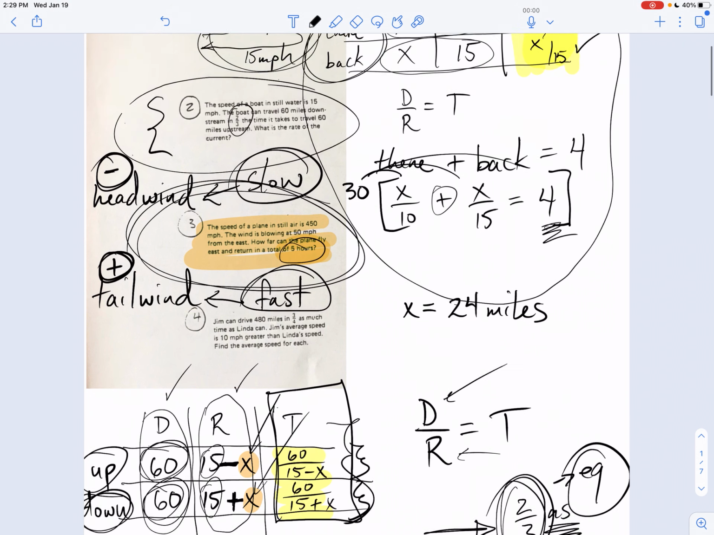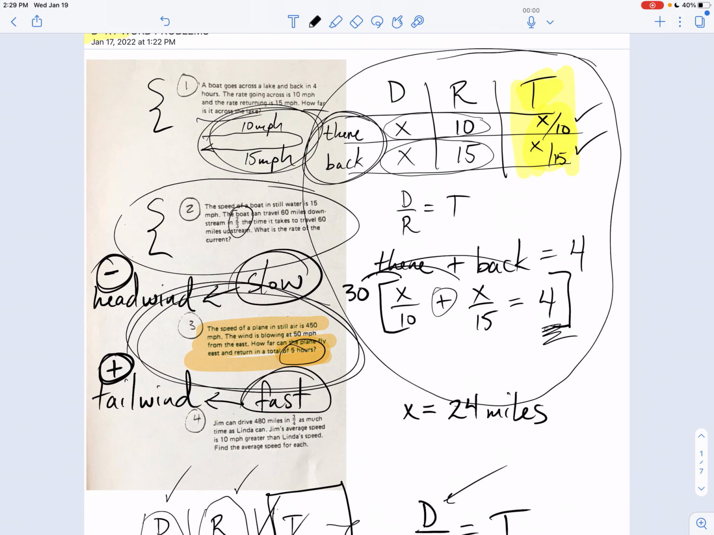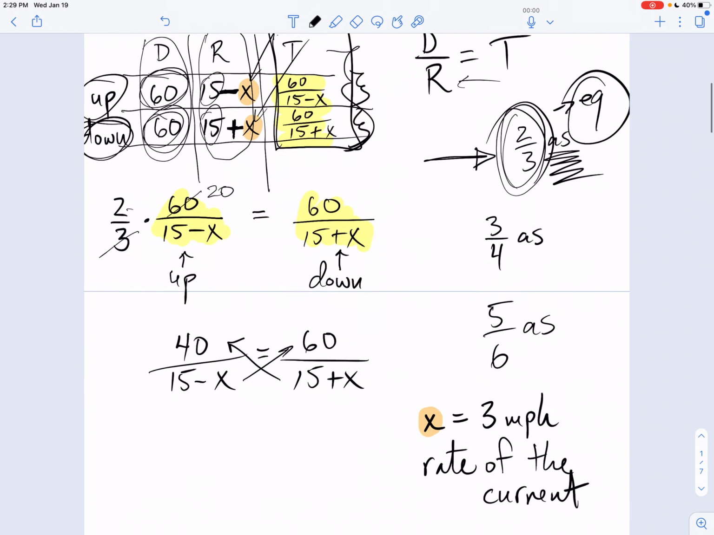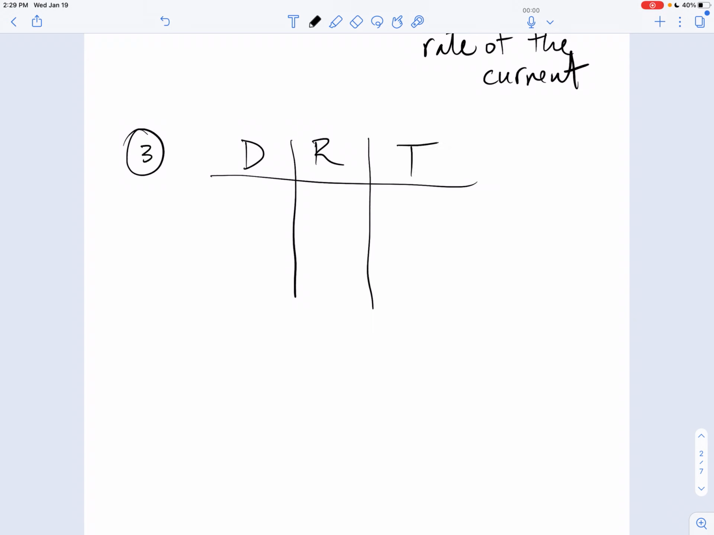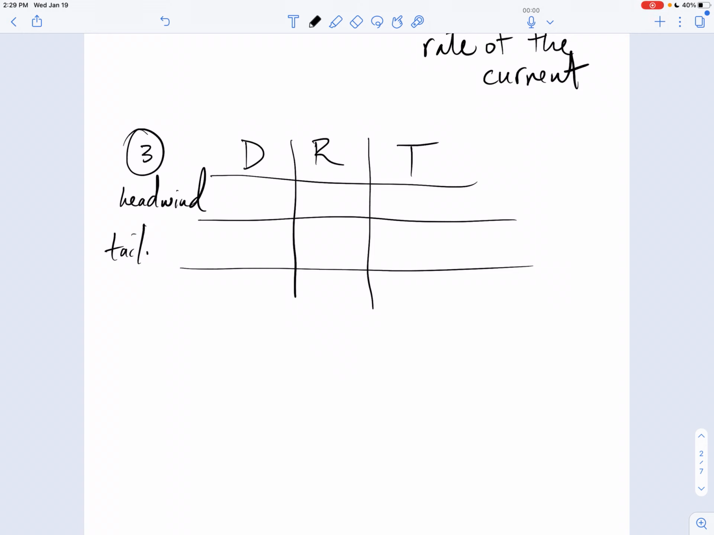So it's kind of like question 1, where they gave me, I'm going to go there, I'm going to go back, and then I'm going to have a total of 4 hours in my trip. In this one, I'm going to fly east. So here we go. Problem number 3. I'm going to let the doctor, the distance and rate, tell me the time. But this time, I'm going to be going against the wind in one direction. I'm going to be going with the wind in another direction.